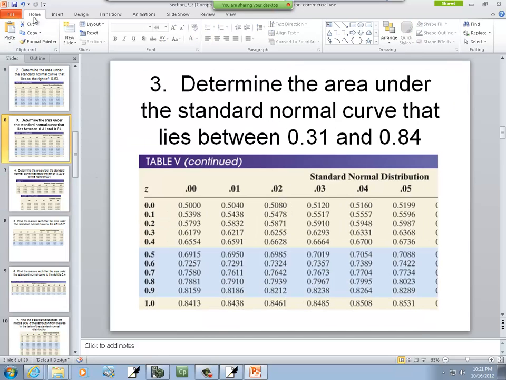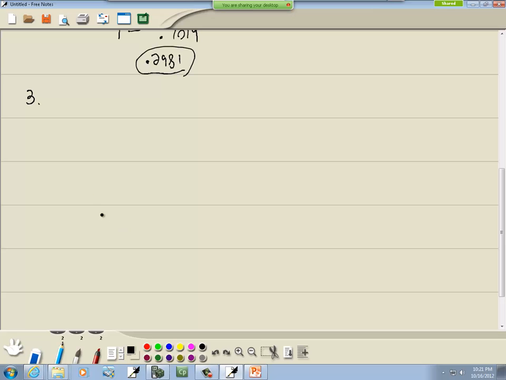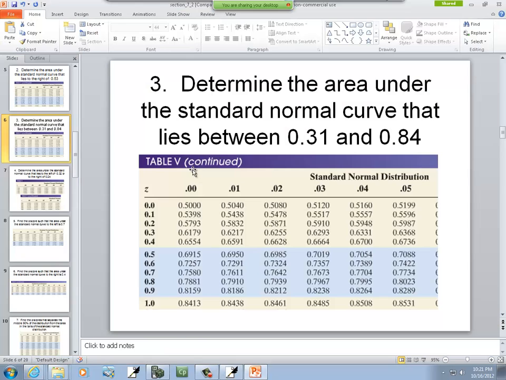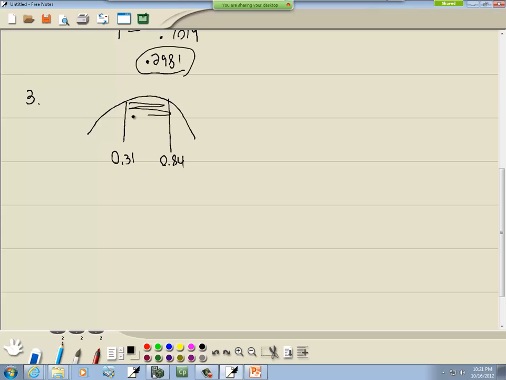And let me save that. So if I draw the picture, 0.31. Okay, that would be right there. And then 0.84 would be right there. And determine the area that lies between them. So we're shading this. We're trying to find this right here.